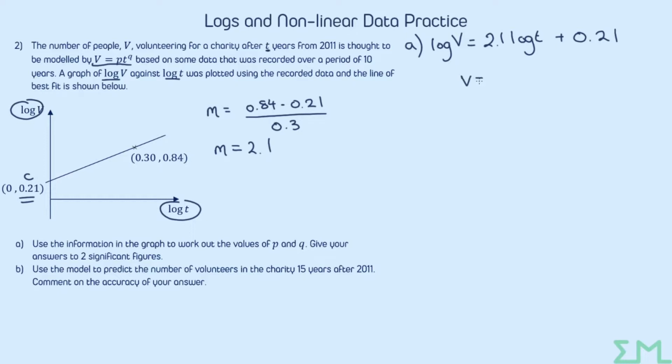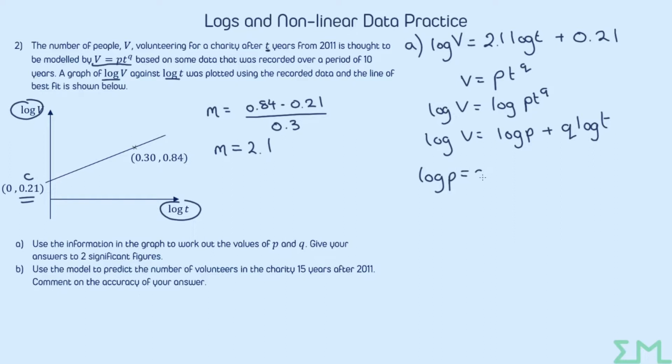So let's take our V equals P T to the Q and log both sides. Log V equals log of P T to the Q. And then we'll split it apart. So again, addition to split the multiplication, and the power comes down. Log t, there we go. Right, direct comparison again. So let's see, 0.21 here is the constant term, log p is the constant term. So log p therefore must equal 0.21, and then the coefficient of log t is q, and the coefficient of log t here is 2.1. Well, there you go, that's quite easy.